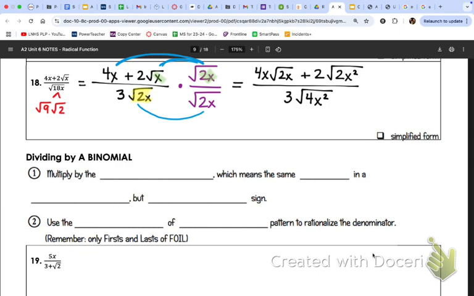Okay, so here, I'm going to write it in. So square root of 4x squared is 2x. Because the square root of 4 is 2, the square root of x squared is x. So it's going to rewrite like this. Okay, this is kind of yuck. In the numerator, you have 4x root 2x.